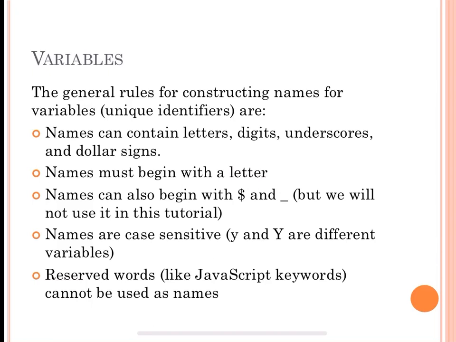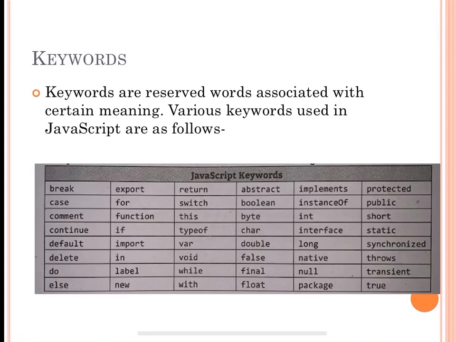Then a name can also begin with dollar and underscore. Then names are case sensitive, that is, case sensitive means capital and small are different. Then reserved words like Java keywords cannot be used as names for variables. Okay, so these are the basic rules for naming variables. Let's move on to the next slide.